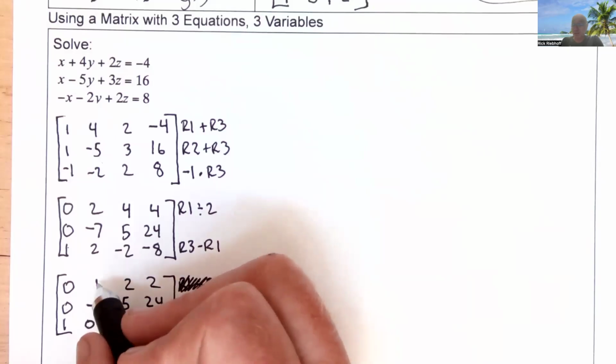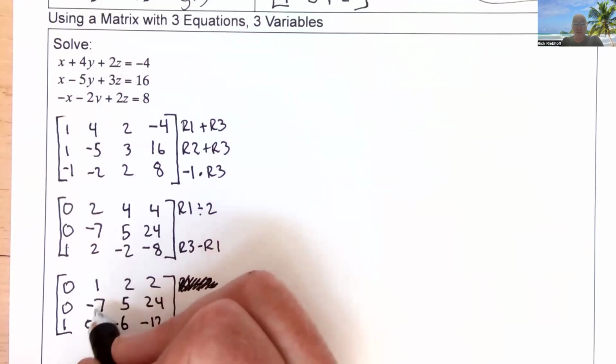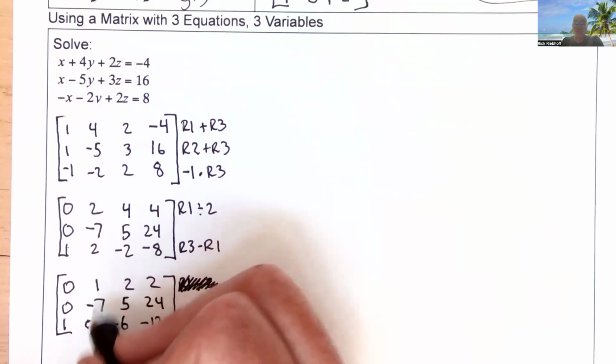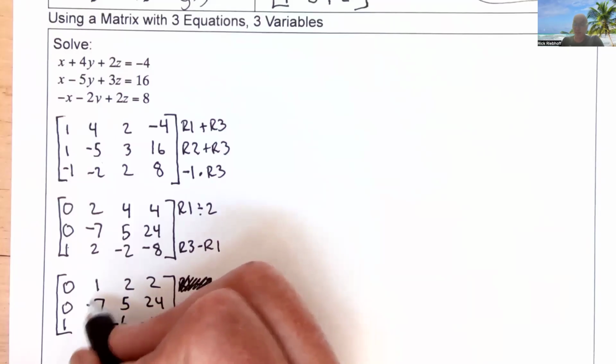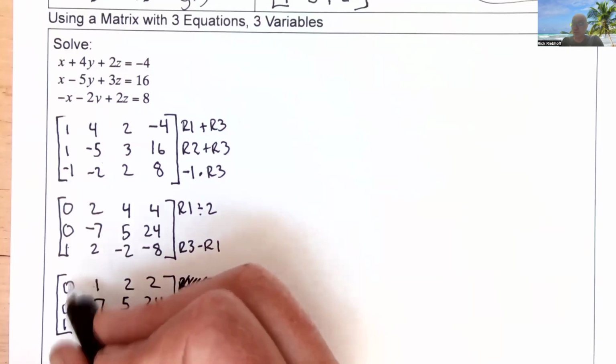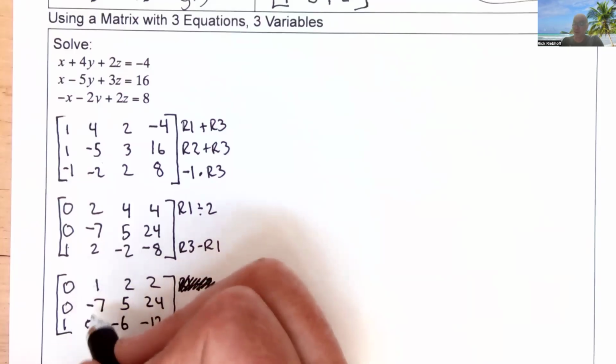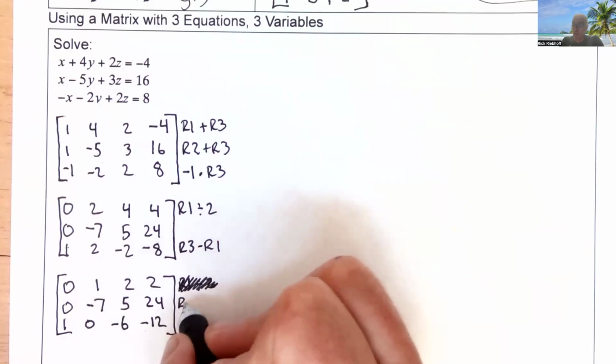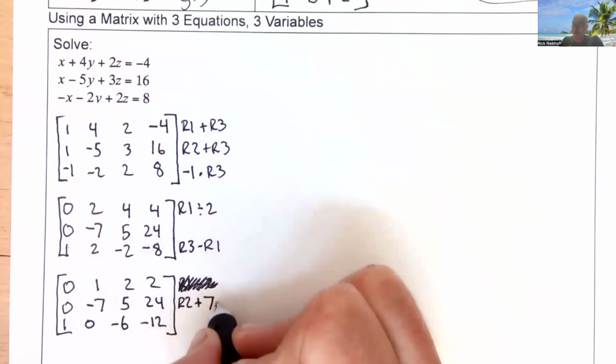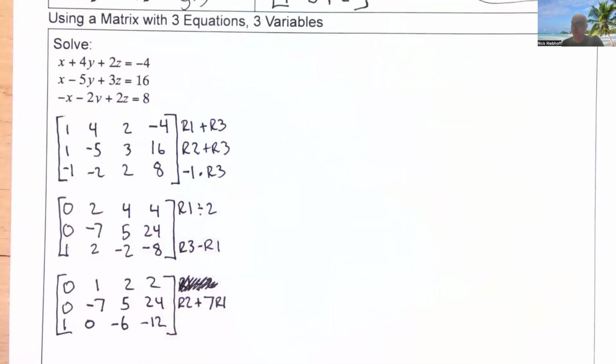We need a positive 7, right? So I'm going to go 7 times this row and add it to this row, because that would be 7 plus negative 7. That's going to give me a 0 there. And that's what I want, right? I want zeros and ones. Definitely don't want a negative 7. So I'm going to do row 2 plus 7 times row 1.